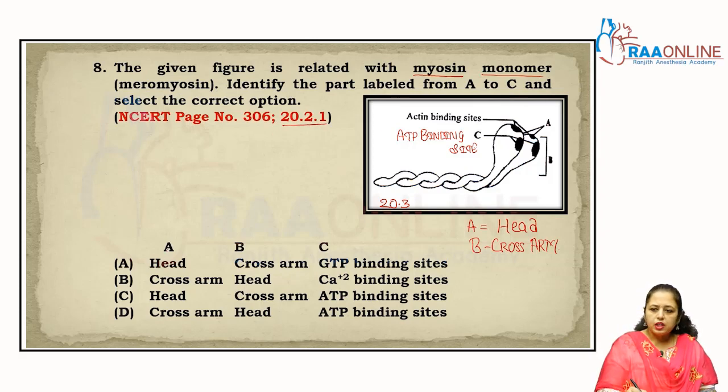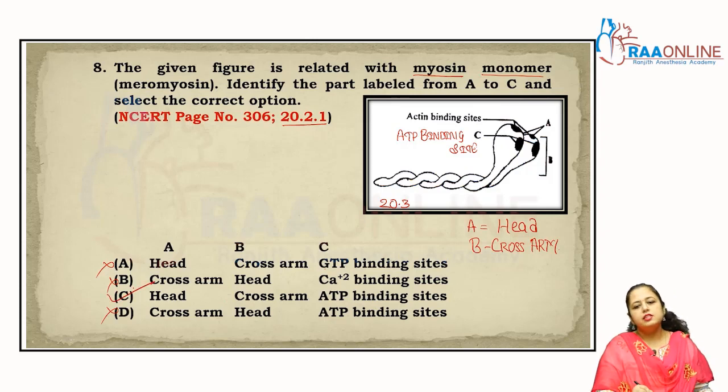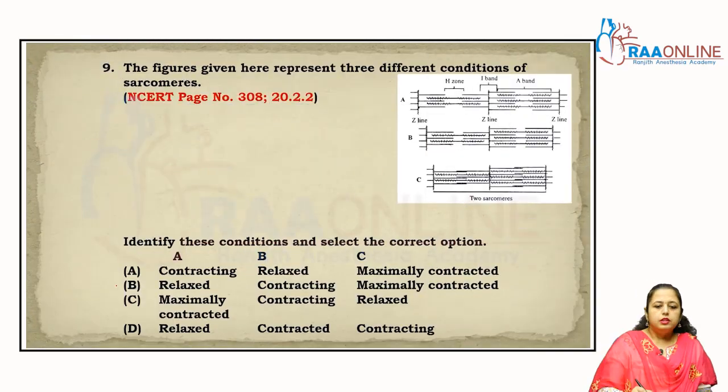Now with options A and C, B and D are cancelled. B is the cross arm, given in both, and C is the ATP binding site, while in A it is called GTP, so it is wrong. So the correct answer is C. We have to learn this structure with its enumeration. Clear?